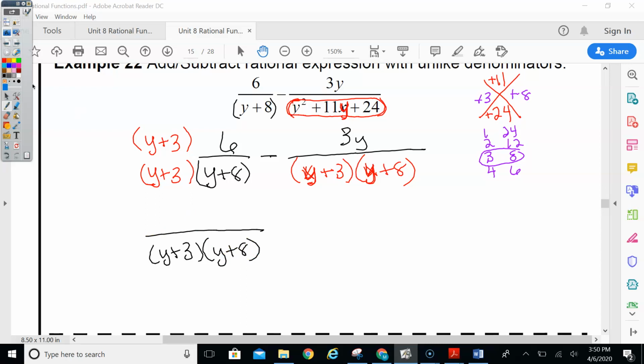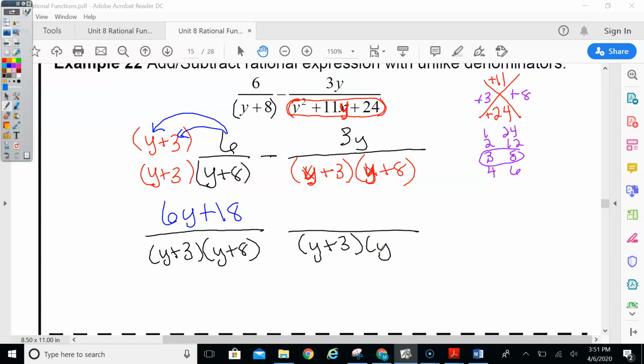And then for the numerator, go ahead and distribute the 6. 6y plus, sorry, plus 18. And then this one already has the same denominators, y plus 3, y plus 8. I don't have to do anything there, but I am going to change the minus sign to a plus sign by making the 3 negative. So when it's subtraction, you just make the numerator a minus, or the opposite.